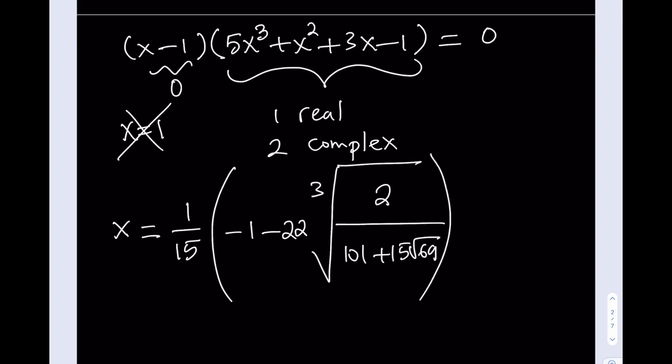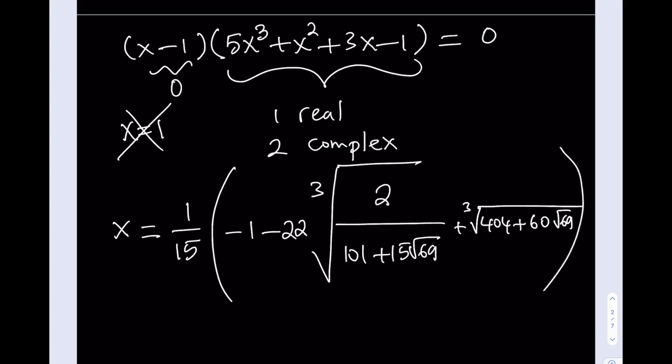And then this needs to be added to something else, and that's going to look like the cube root of 404 plus 60 times the square root of 69. You'll probably notice that this expression is 4 times this expression because we had the cube root of 4, but I just included it in there. And by the way, this parenthesis was placed in the wrong place, so it should be here. There you go. 1 over 15 should be the coefficient of everything.